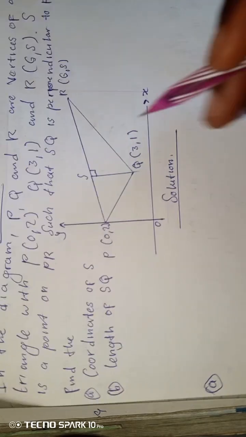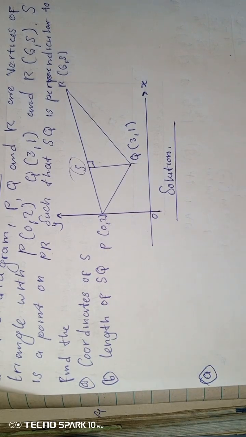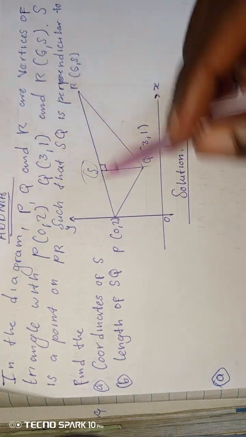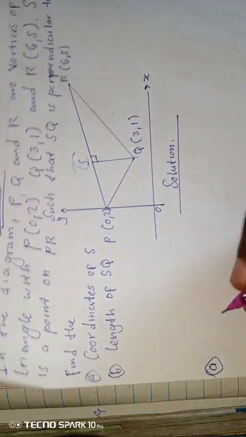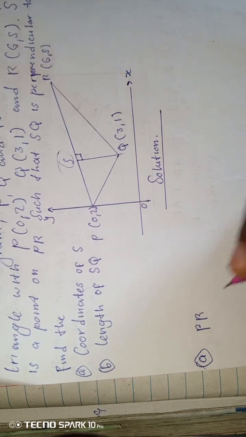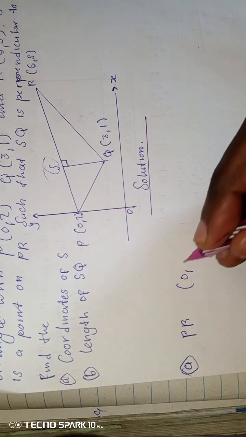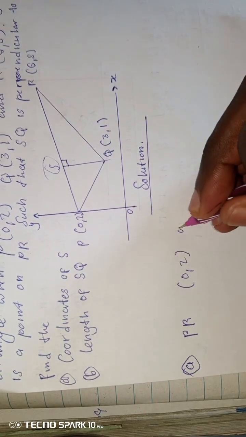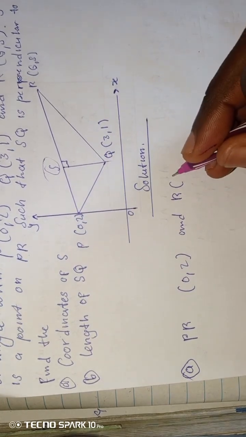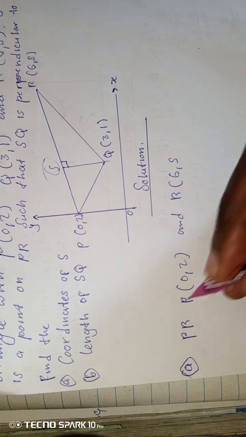So now we are looking for these coordinates for S. How do we approach this question? First thing to do, we need to find the gradient of PR. And we know the coordinates for P it's 0, 2, and for R it's 6, 5.